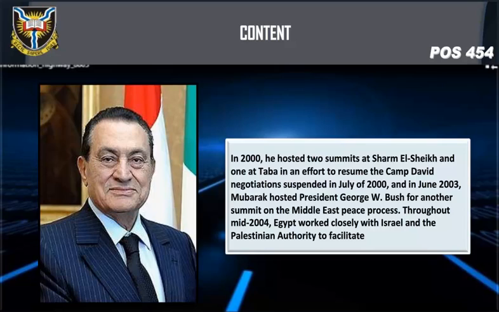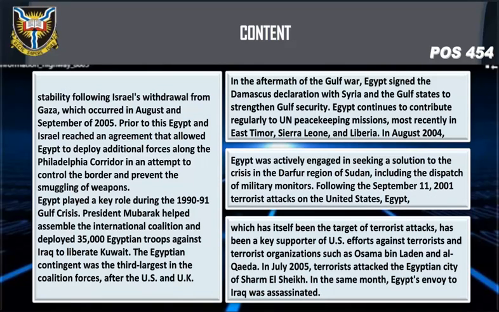Throughout mid-2004, Egypt worked closely with Israel and the Palestinian Authority to facilitate stability following Israel's withdrawal from Gaza, which occurred in August and September of 2005. Prior to this, Egypt and Israel reached an agreement that allowed Egypt to deploy additional forces along the Philadelphia corridor in an attempt to control the border and prevent the smuggling of weapons.